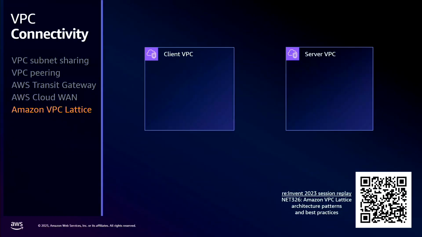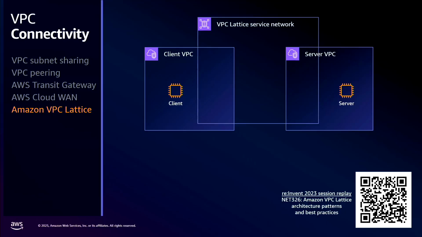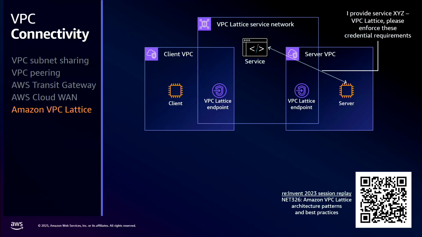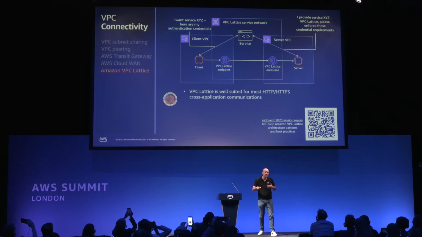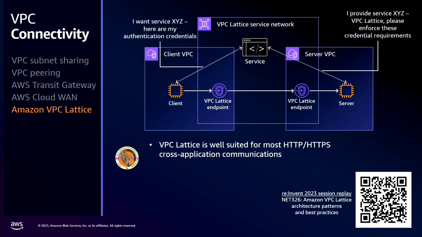All right, let's have a look at other requirements here. Let's say that you have two applications, client and server, and you want to enable cross-application communication. What you can do is to use another service called VPC Lattice. In this case, VPC Lattice will be materialized in each VPC by an endpoint. And what you can do from here is to register the server as a VPC Lattice service. When you do that, the server will be able to enforce some credential requirements at layer 7 of the OSI model. And then if the client wants to reach the service and brings these authentication credentials at layer 7 of the OSI model, then the network communication at layer 3 will be allowed. So it's really a good service for most HTTP, HTTPS applications, and if you want cross-application communication.